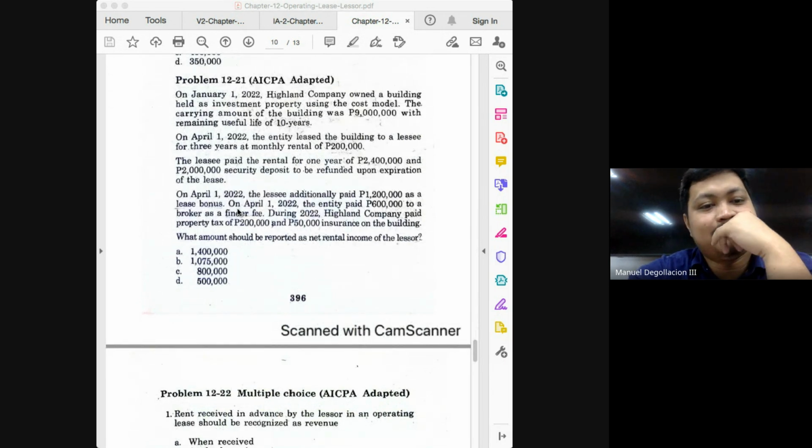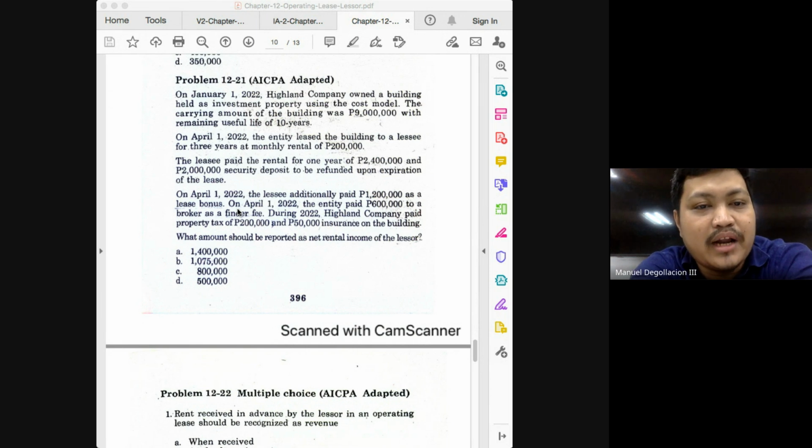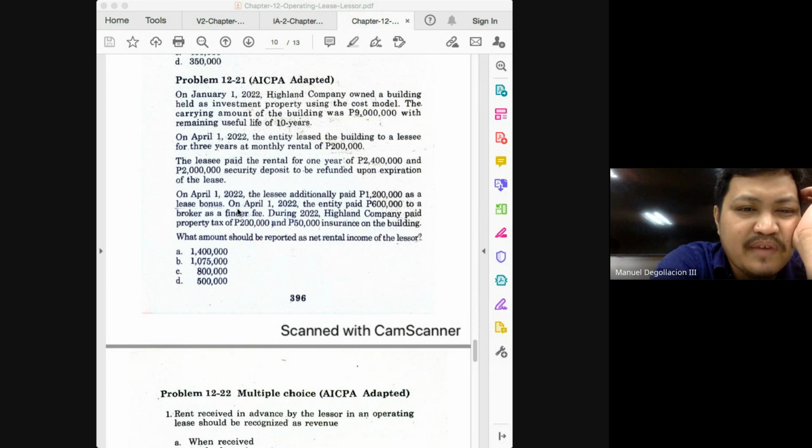Next, what amount should be reported as net rental income? The same question, the same procedure. What will be our rental income? What's the issue here? The lease only began on April 1, and the monthly rental is 200, good for 3 years. Are we waiving any of the rent?